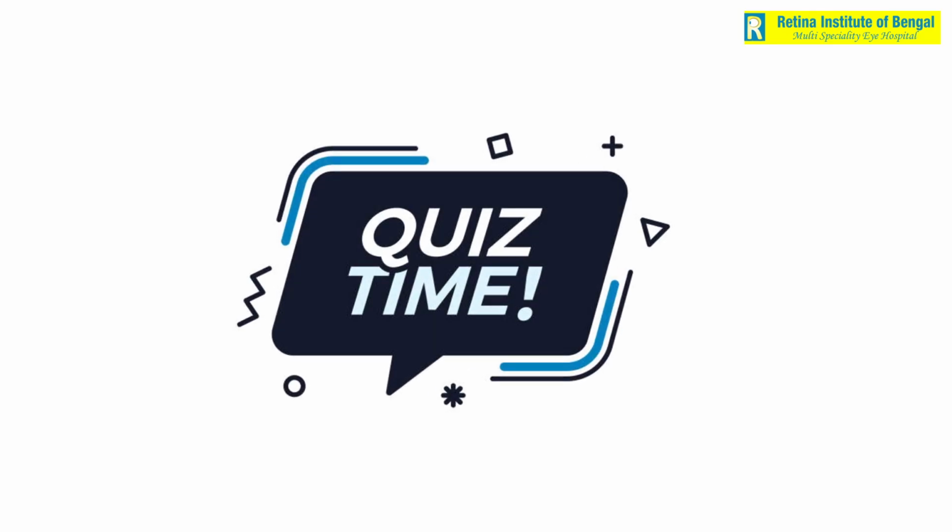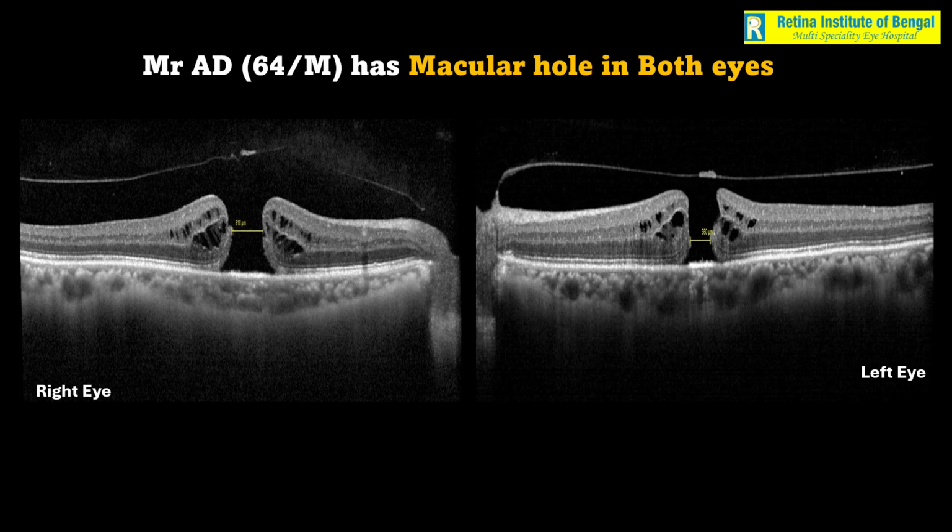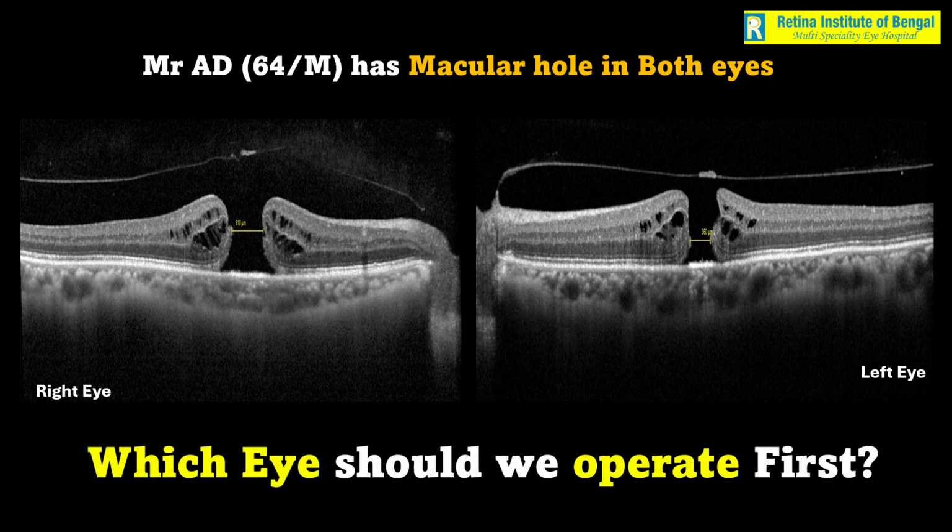Before ending, here is a quiz for everyone. So this is a person, Mr. AD, a 64-year-old male, who has now come to us with a macular hole in both eyes. So if you look at these OCTs, and let me just read these small figures. This is a 618 micron sized hole, and this is a 366 micron sized hole. So the question is, between the right and left eye, which eye should I or should you operate first?